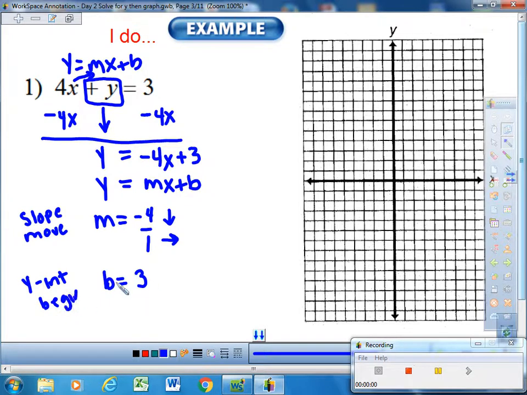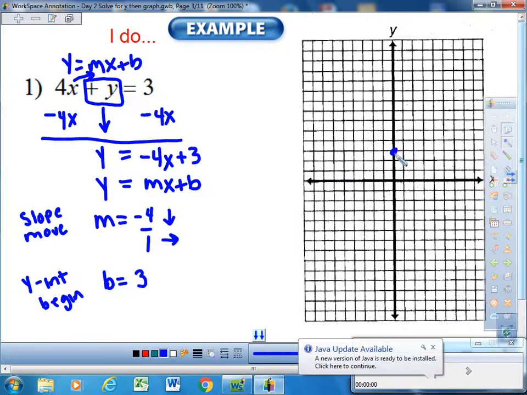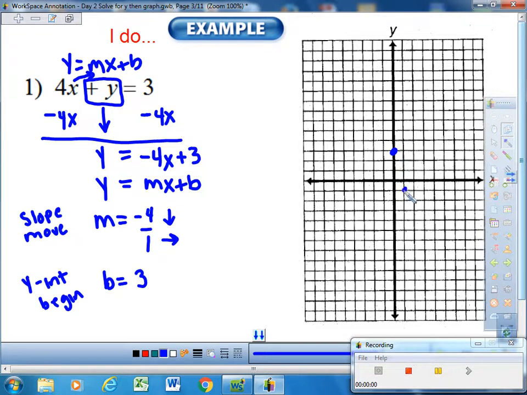So I'm going to begin at positive 3 on the y-axis. So I plot a point at positive 3. And then I'm going to move down 4, to the right 1. Down 4, 1, 2, 3, 4, to the right 1. And you just continue that process. You can also go back to your beginning and do the opposite of both, up and to the left. So you go up 4, to the left 1.